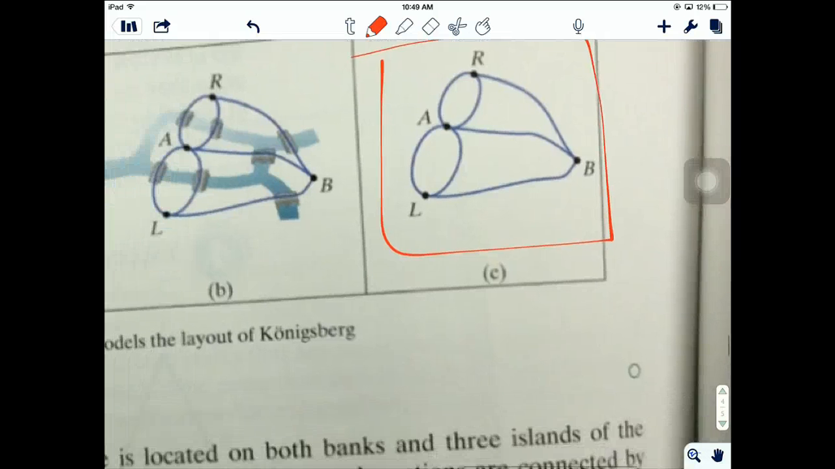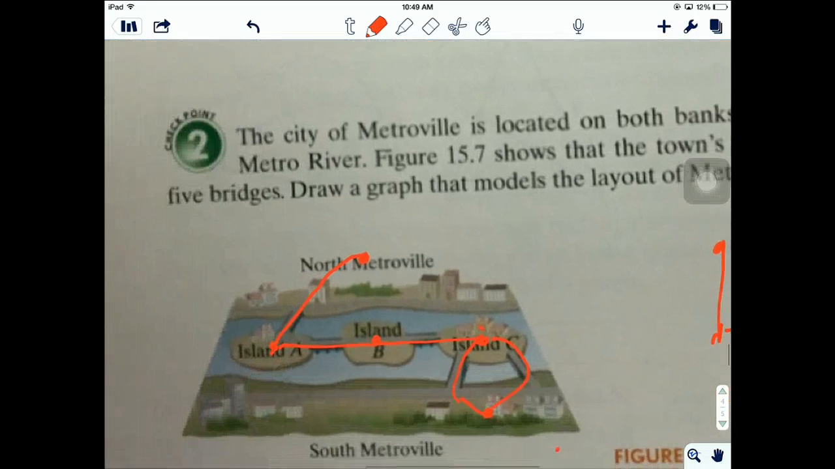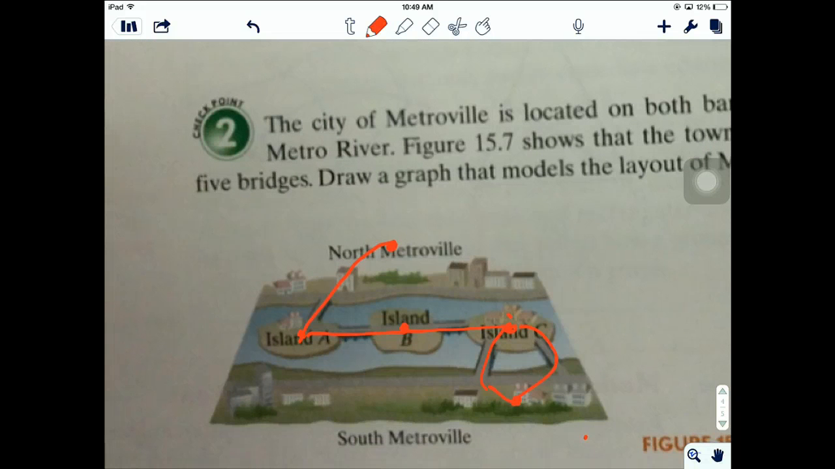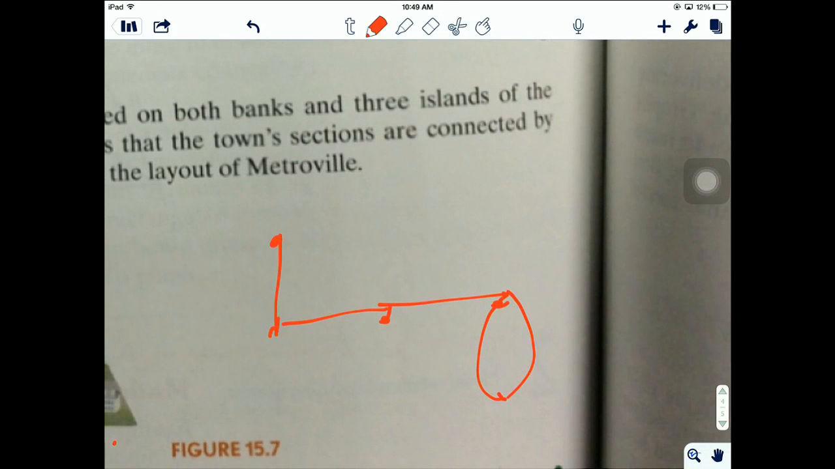So doing the same thing, looking at this particular checkpoint too. Notice that I put points on all the islands, and there's only one connection to North Metroville, and that's through Island A, going across the bridge there. And there's bridges in between A, B, and C. And then C to South Metroville, there's 2 bridges. So I connected those. So if I were to actually draw the graph for this, it's going to look the same way, but without that map in the background. Okay?